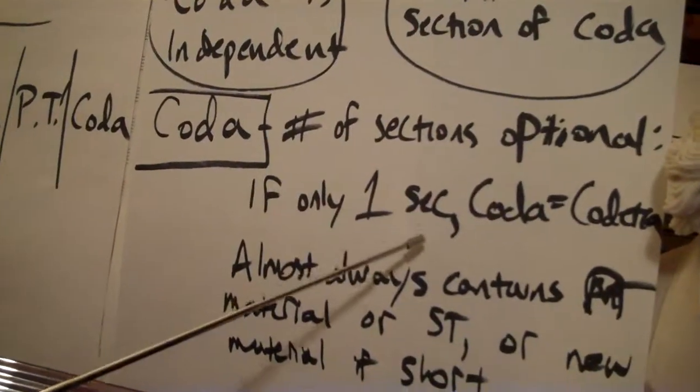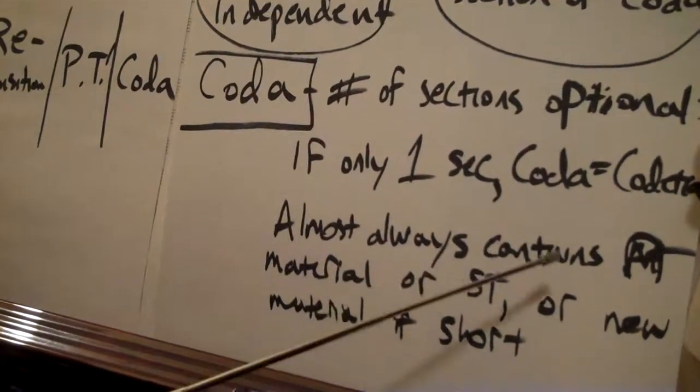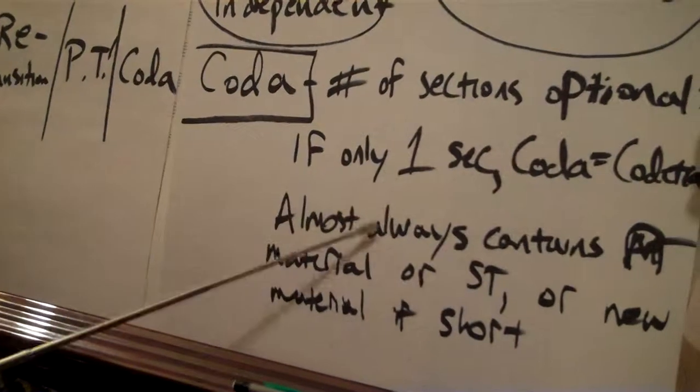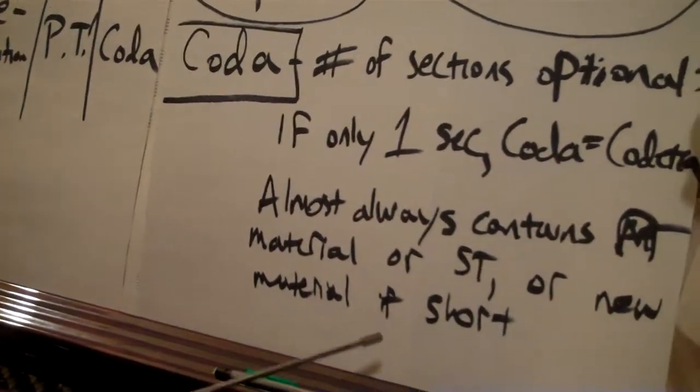Now the coda is optional as far as how many sections it has, but if it has only one section, then essentially it's the same as the codetta, and it almost always contains elements from either the principal theme or the subordinate theme. Occasionally it can have new material if it's a short section.